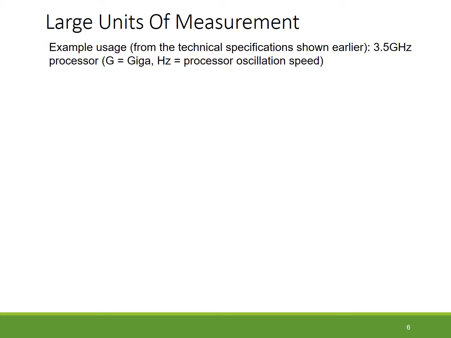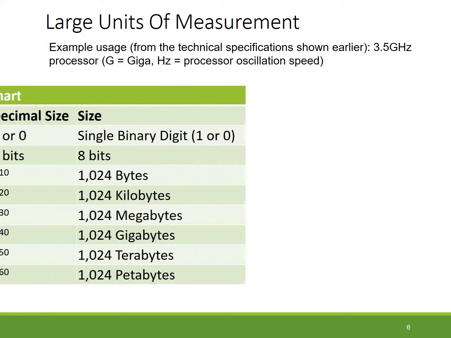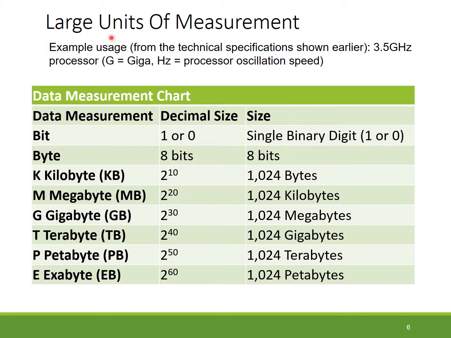Okay, so looking at units of measurement, and specifically looking at large units of measurement, for example here we've got 3.5 gigahertz. Okay, G usually means giga and Hz is hertz, or how fast the thing spins.